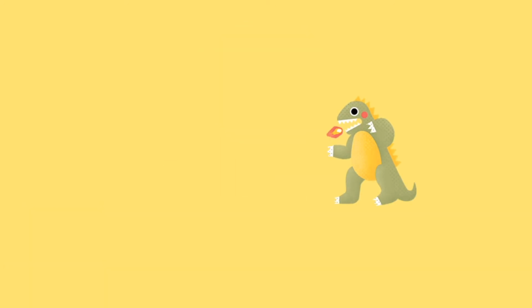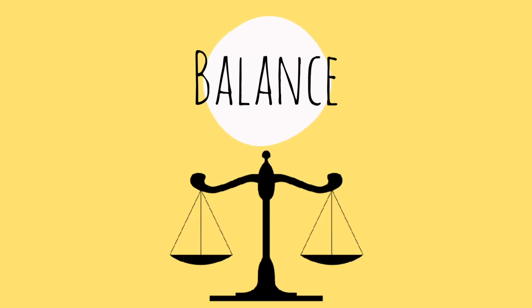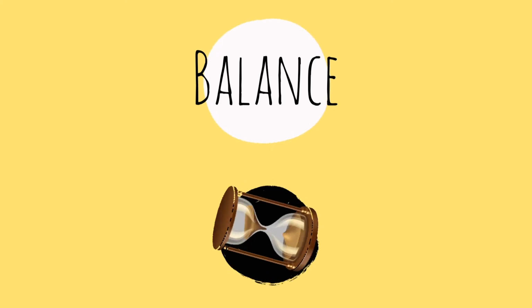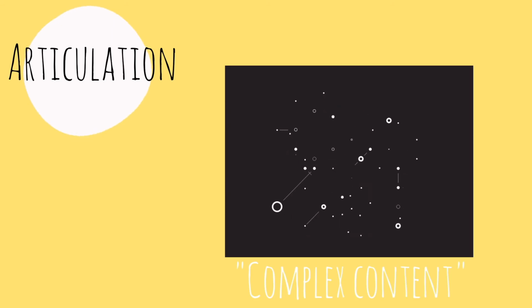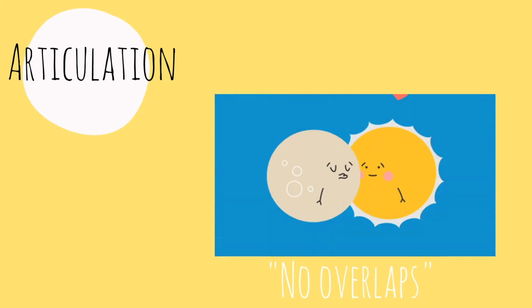Let's begin with letter B, balance. Content is fairly distributed in depth and breadth to avoid too much or too little of the content needed within the time allocation. A. Articulation. As the content complexity progresses, articulation will assure that there are no gaps or overlaps in the desired content.